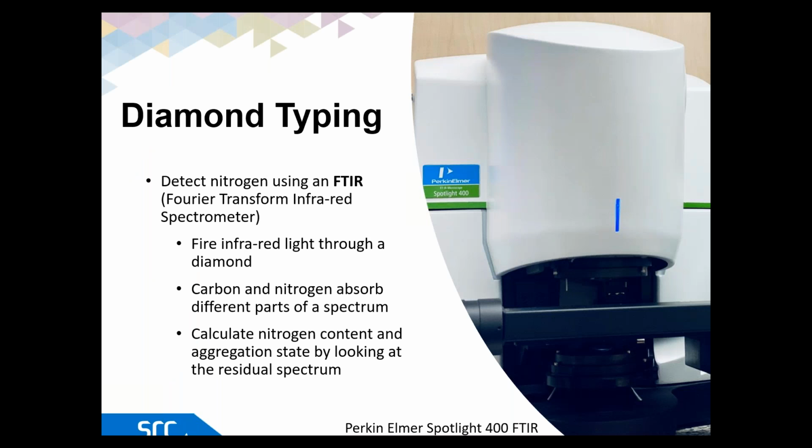So to type a diamond, we use an instrument called a Fourier transform infrared spectrometer, or FTIR. And really, it's a relatively simple instrument. You fire infrared light through your diamond, and then we collect the residual spectrum after it's gone through. Diamond will absorb certain parts of that infrared light, and based on the impurities, we can then use the residual spectrum to type the diamond.